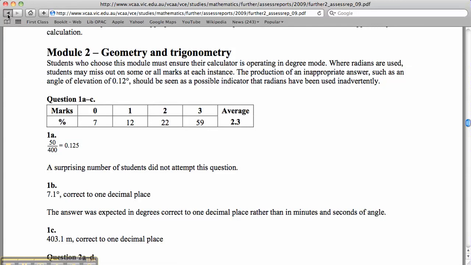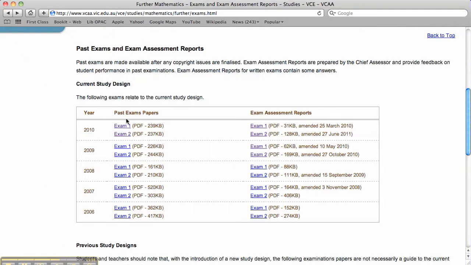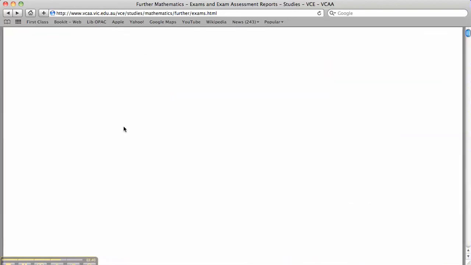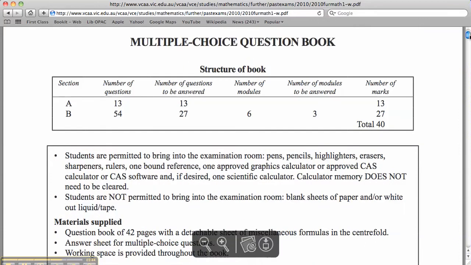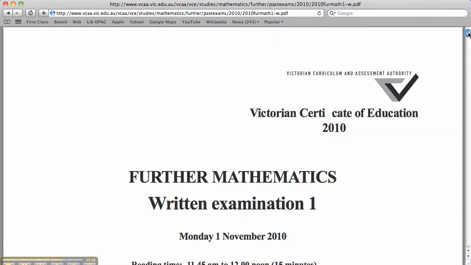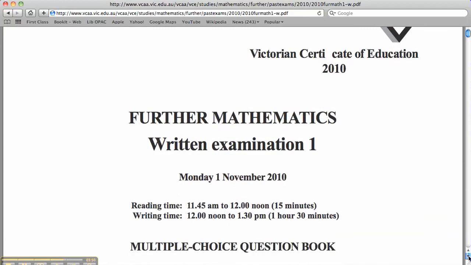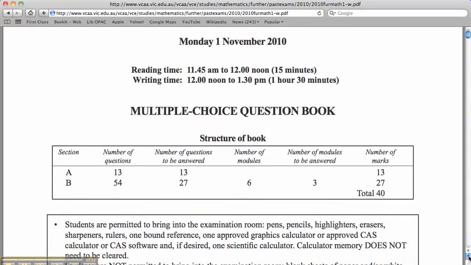All right, if I just go back to the VCAA website, on this side you have your exams. So I'll just go to the 2010 exam. This is what it looks like. Yours will look exactly the same. The only thing that will change is the time. Okay, so probably won't be doing it on the 1st of November 2010.